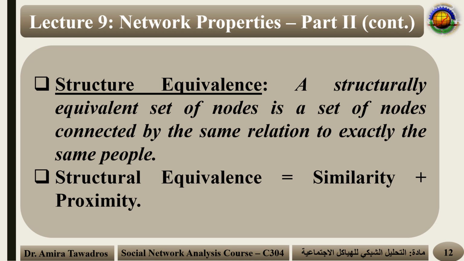So, if two nodes are structurally equivalent, it means that they are similar in the pattern of connection, which we call similarity, and they are also connected to the same nodes, which we call proximity. So, structurally equivalent nodes have the same network properties like centrality measures.